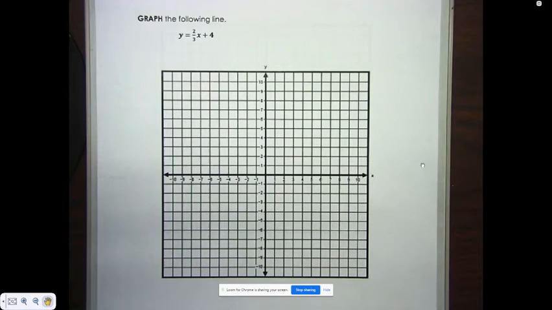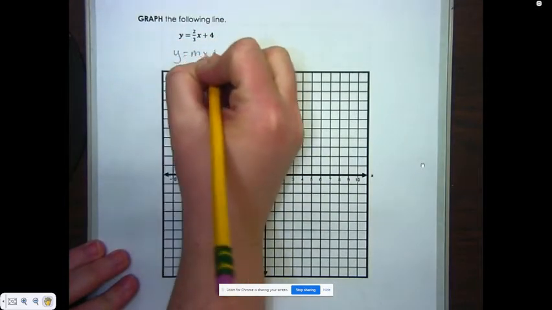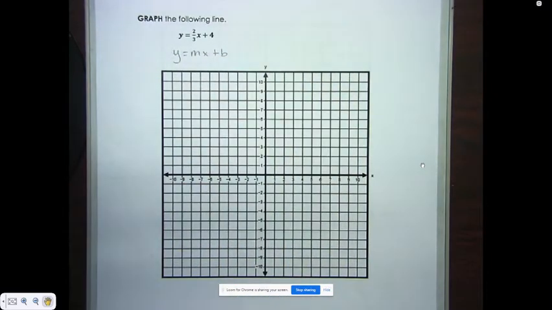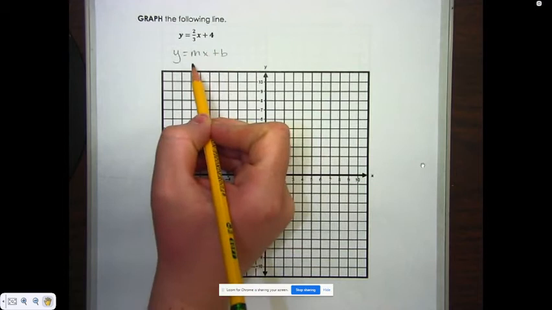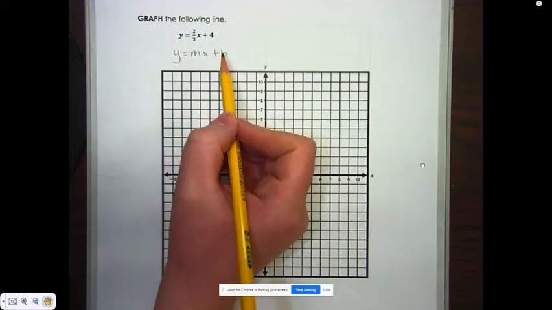Hey everyone, in this video I'm going to show you how to graph a line from slope-intercept form, which is y equals mx plus b. So when we see this form, y equals mx plus b, we know that the number in place of m is the slope, and the number in place of b is the y-intercept.